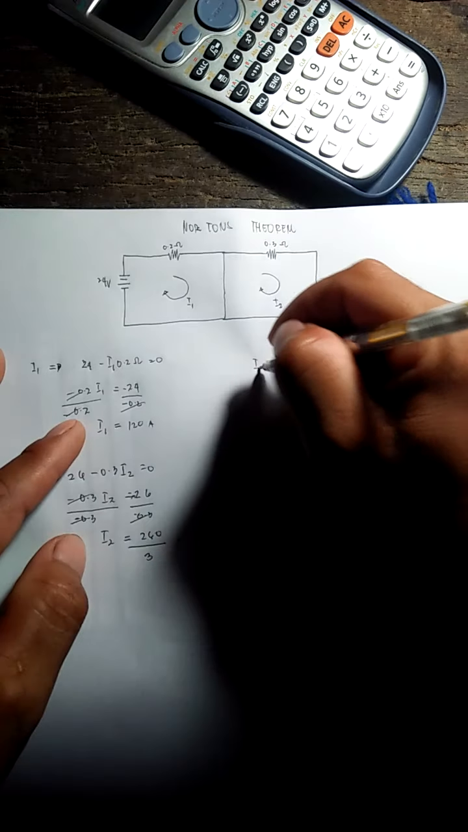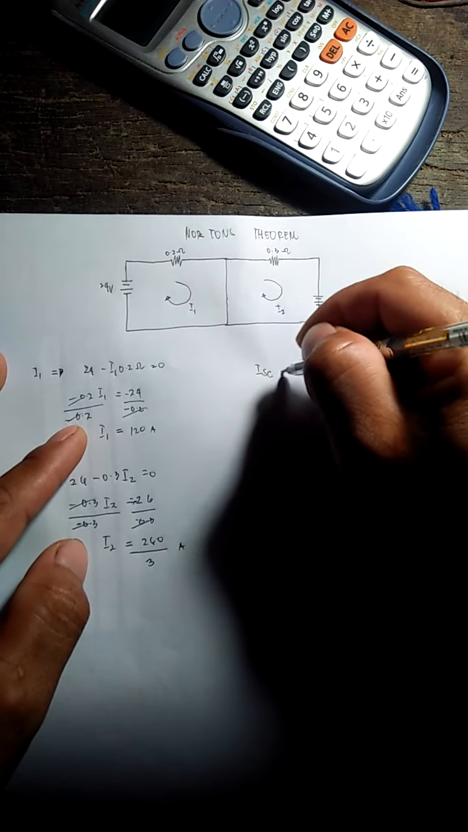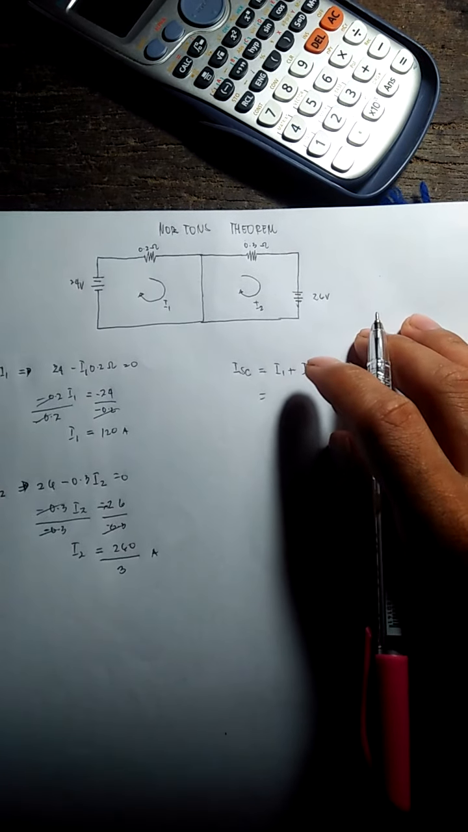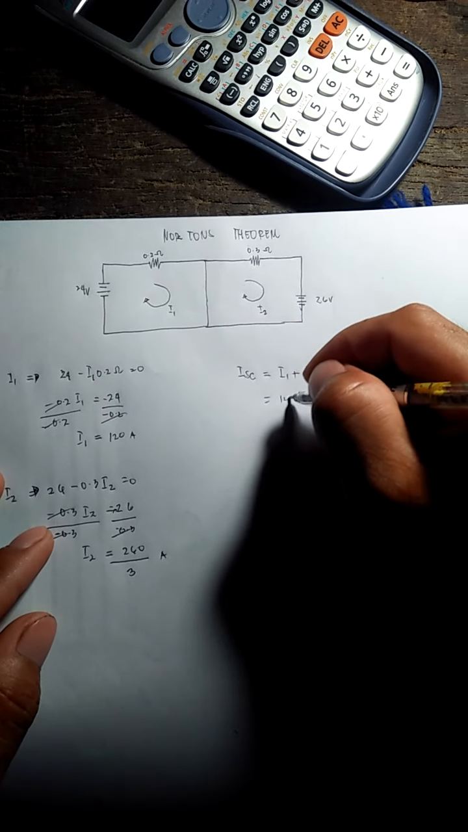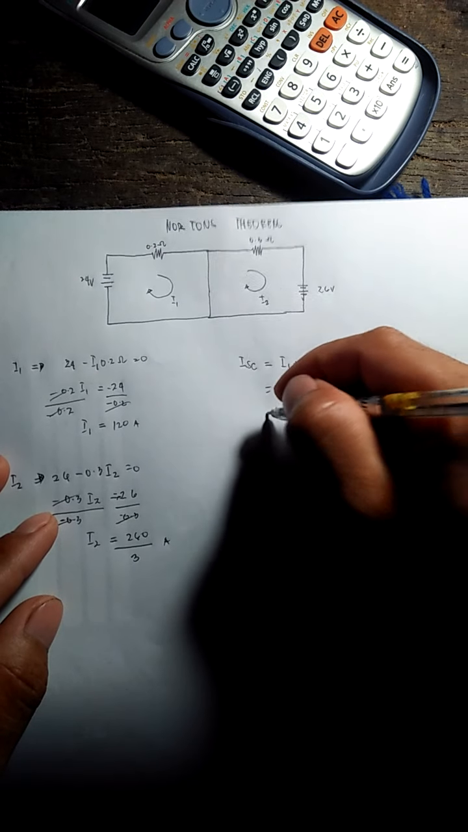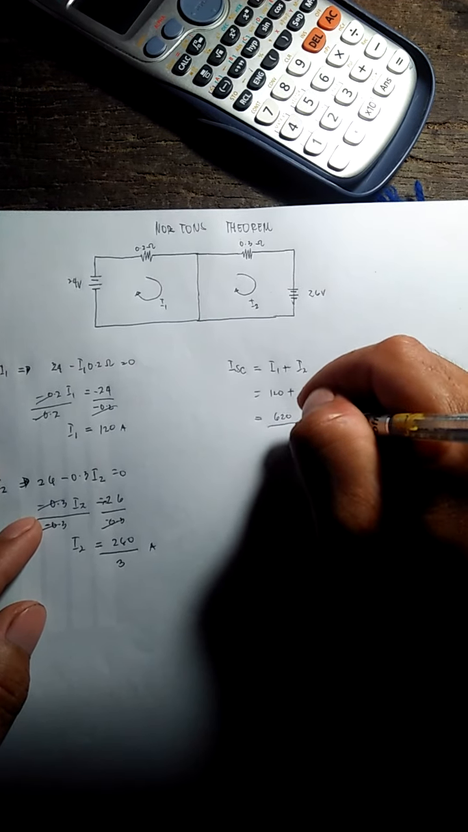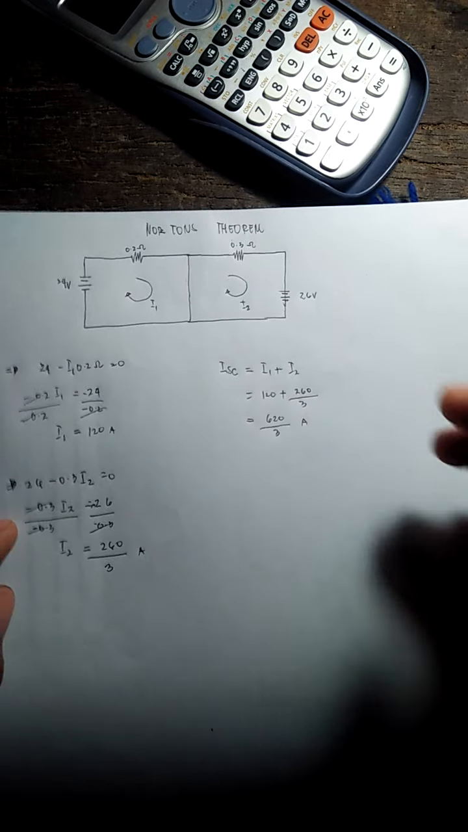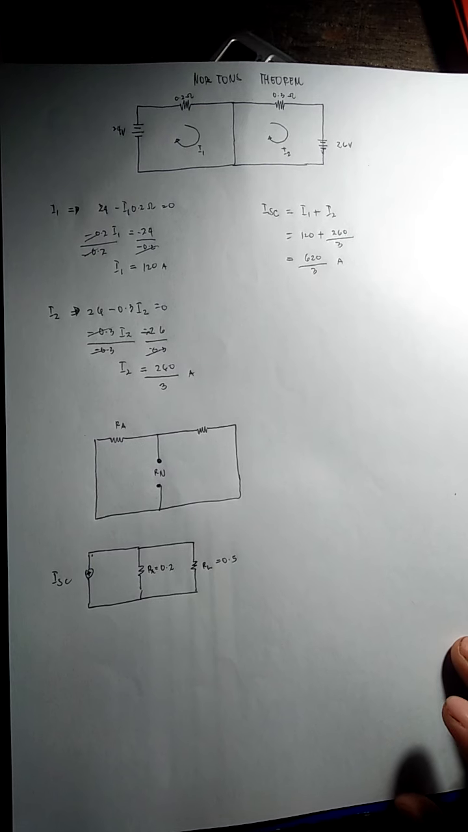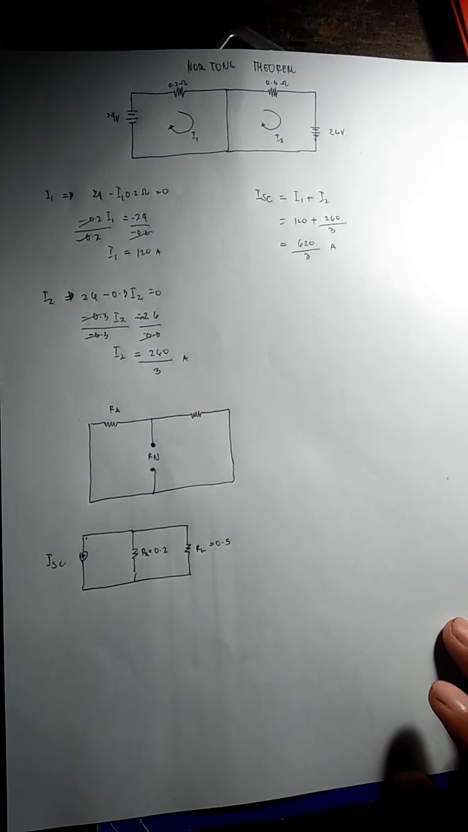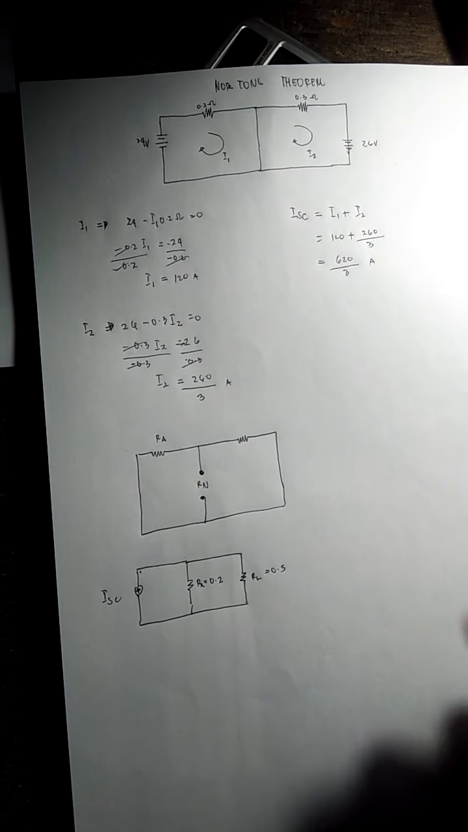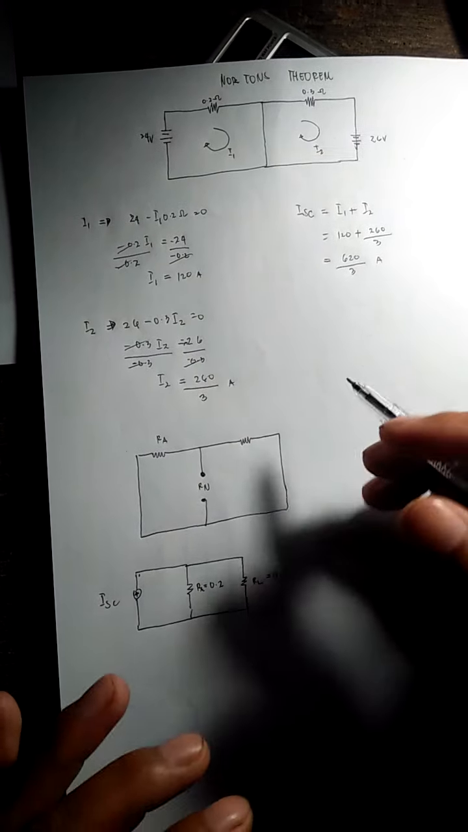So we can now solve for our ISC, which is I1 plus I2, the sum of I1 and I2. So 120 plus 260 over 3 is equal to 620 over 3 ampere. So we have now our I1, I2, and our ISC. We can now redraw again the diagram into a simpler one.